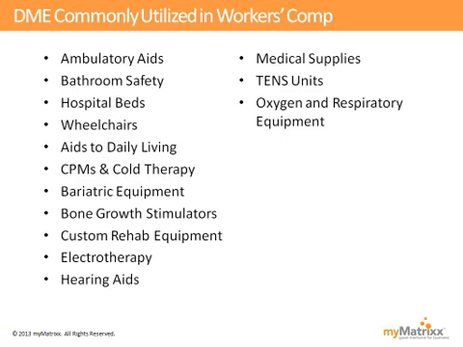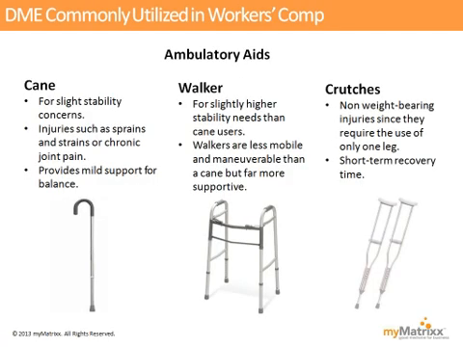So, commonly used DME type products in the workers' compensation market. You probably recognize most of these: ambulatory aids, canes, crutches, walkers, bathroom safety, 3-in-1 commodes, transfer benches, hospital beds, CPMs, bariatric equipment. Bone stimulators are very common today. Electrotherapy, medical supplies, oxygen and respiratory, hearing aids. So now we'll take a look at some very common products and give a little bit of information about each of these products.